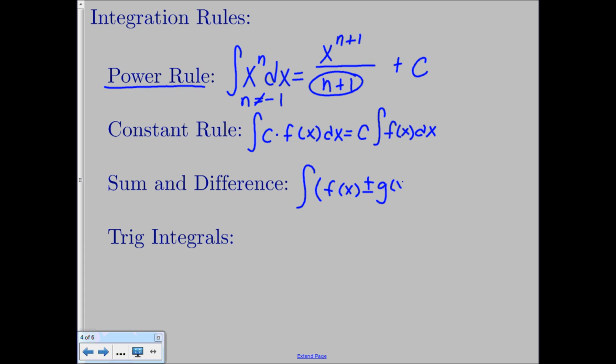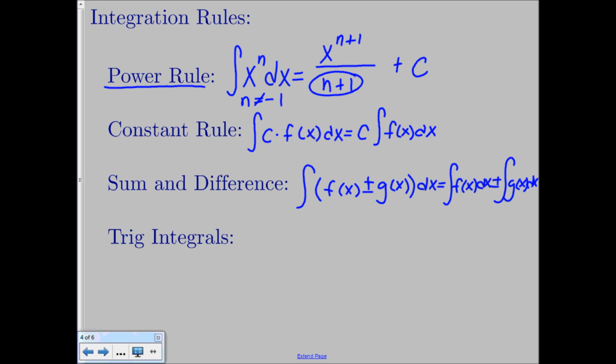We can do the same thing with integration. So that's the same thing as the integral of little f of x dx plus or minus the integral of g of x dx. So we can distribute that integral sign to both functions.